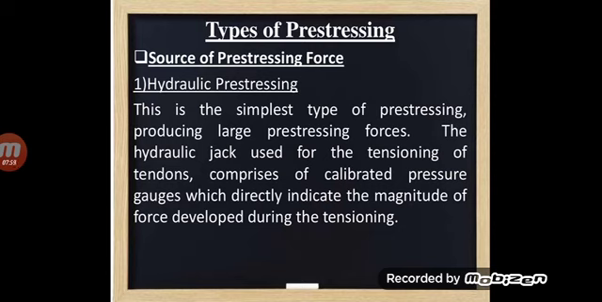Next we will see types of pre-stressing. There are types depending upon some classification. The first classification is the source of pre-stressing force. In source of pre-stressing force, the first one is hydraulic pre-stressing. This is the simplest type of pre-stressing, producing large pre-stressing forces. The hydraulic jack used for the tensioning of tendons comprises calibrated pressure gauges which directly indicate the magnitude of force developed during the tensioning.